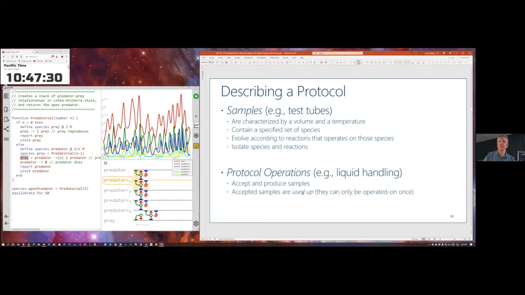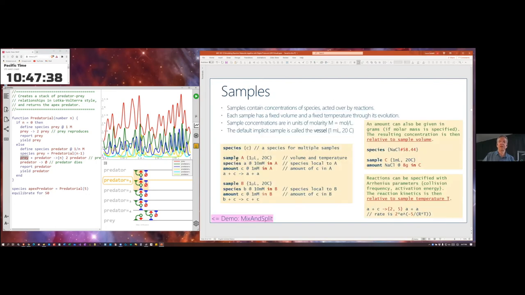And samples are used up. So if an operation uses a sample, the sample has been consumed, it cannot be used again by another part of the program. Samples in this particular language are written like this. There's a sample A, which has a volume and a temperature. There are some species in this sample A. There is also some amount of a global species, because you want to share species across different samples. So in this case, there is an amount of a global species C in this sample A.